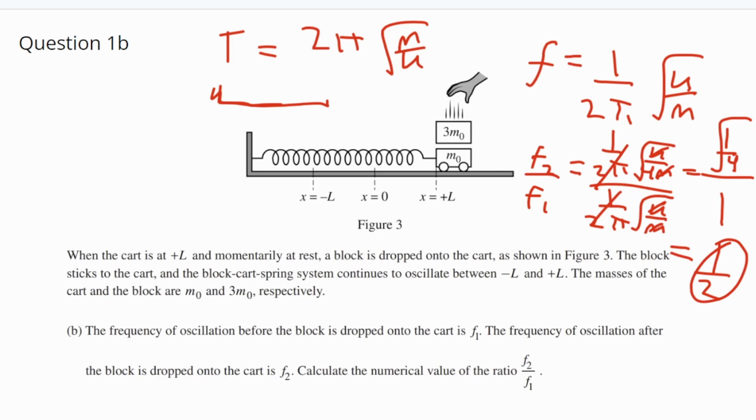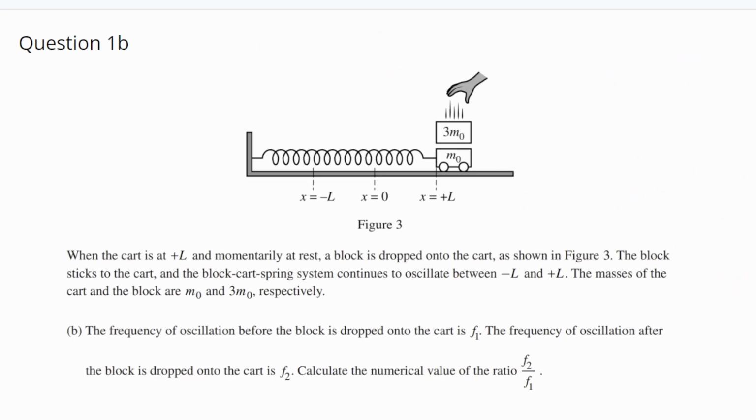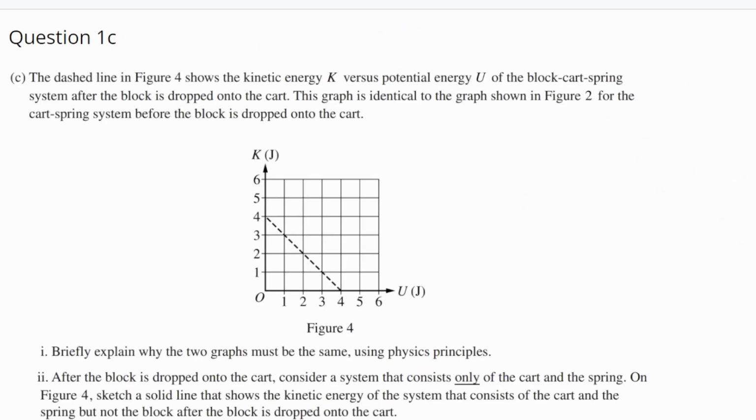Alright, now on to 1c. The dashed line in figure 4 shows kinetic energy K versus U of the system after the new block is dropped onto the cart. So this is identical to the one we saw in part A. So why must both graphs be the same, using physics principles?